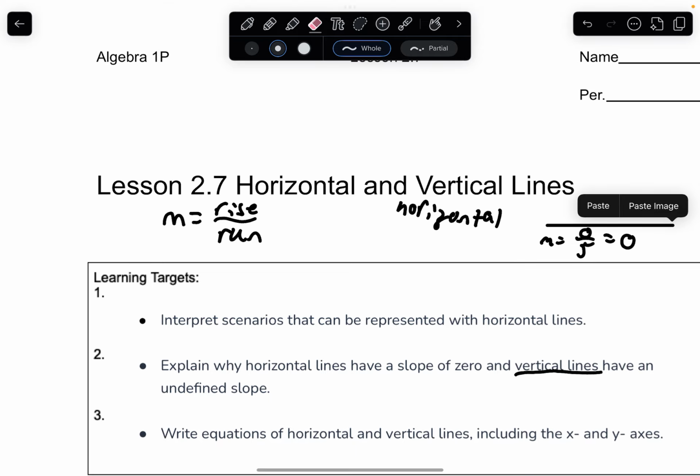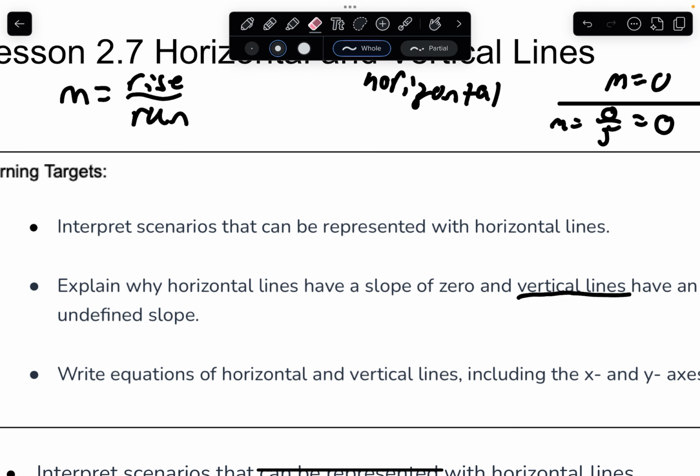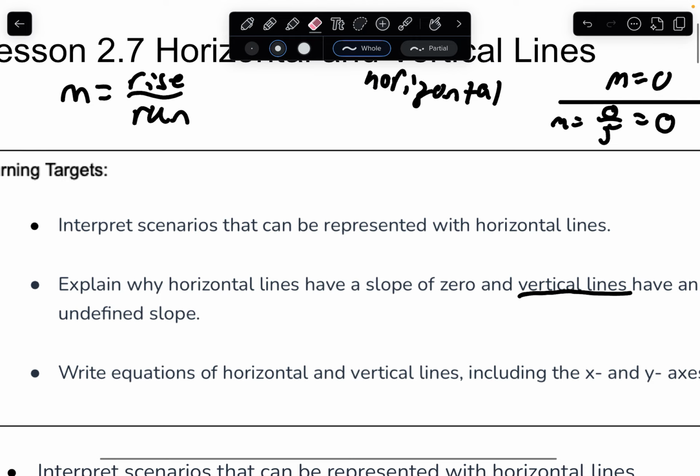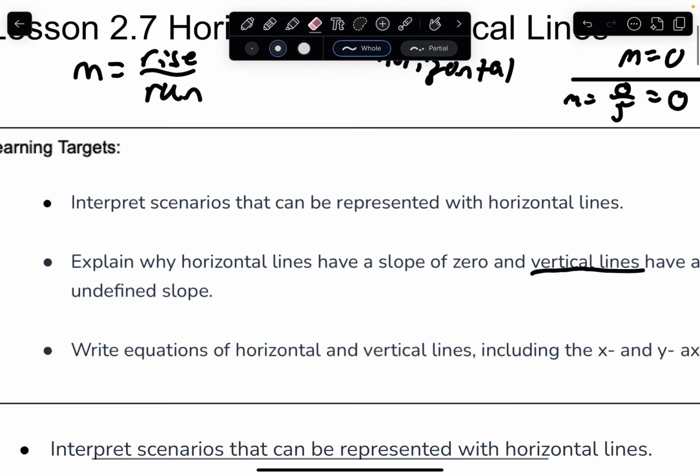All right, we're going to talk about horizontal and vertical lines. The learning targets are to interpret scenarios that can be represented with horizontal lines, and you're going to see a cell phone scenario on this activity. Explain why horizontal lines have a slope of 0 and vertical lines have an undefined slope.